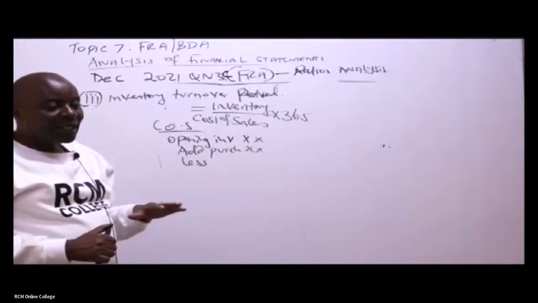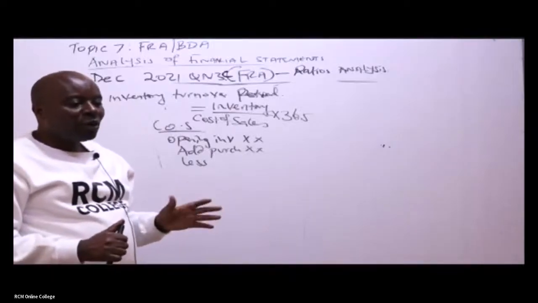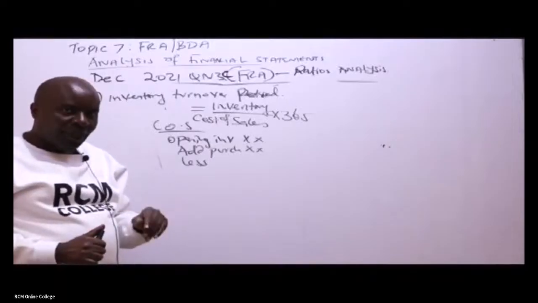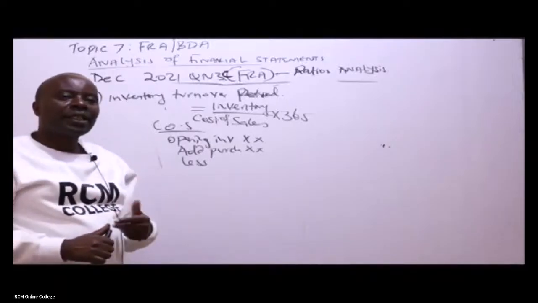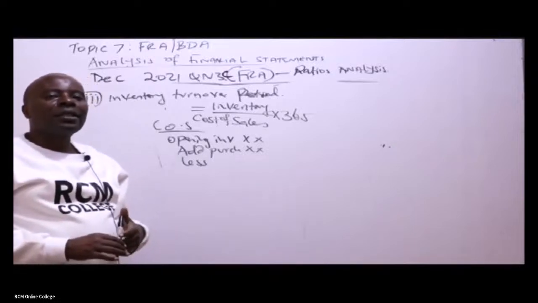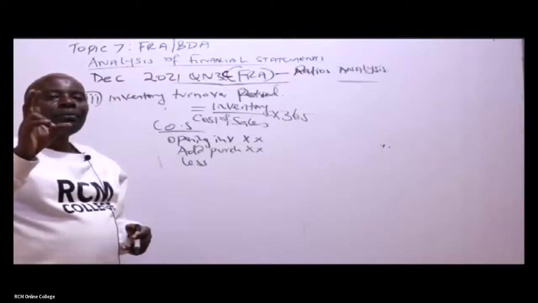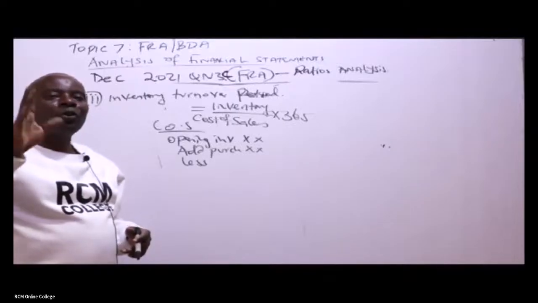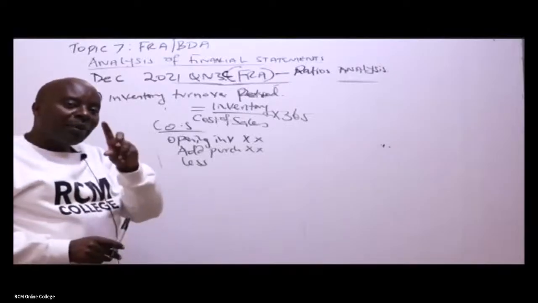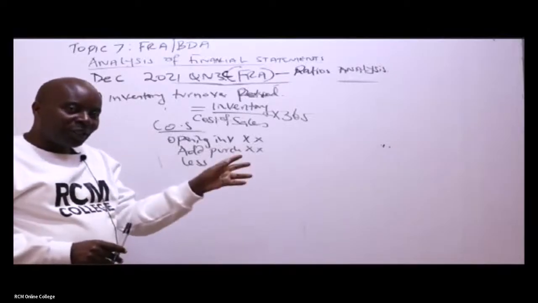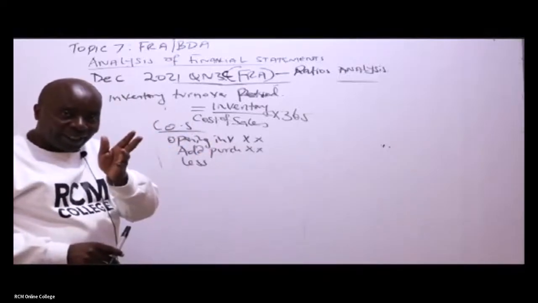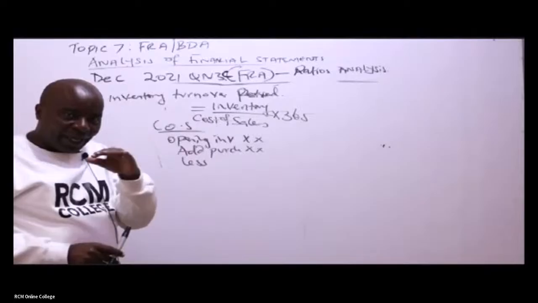A good student there is asking whether we consider what we call average inventory. Good question. As you progress, you reach a level where they tell you to calculate the inventory turnover period for 2021. In that case, I will look at the average: the opening inventory for 2021 and the closing, then we add the two and divide by 2.